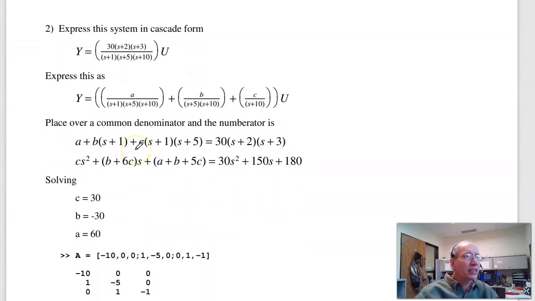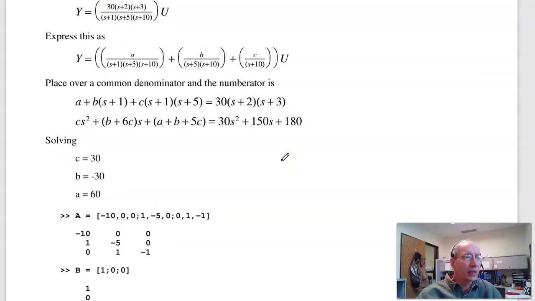Another way is in cascade form. Here what I'm going to do is take 3 first-order systems and cascade them. If I do it this way, to put this over a common denominator, B has to get multiplied by s plus 1 over s plus 1. C is s plus 1 times s plus 5 over s plus 1 times s plus 5. So there's the numerator polynomial. That should be the 30 s plus 2 s plus 3.